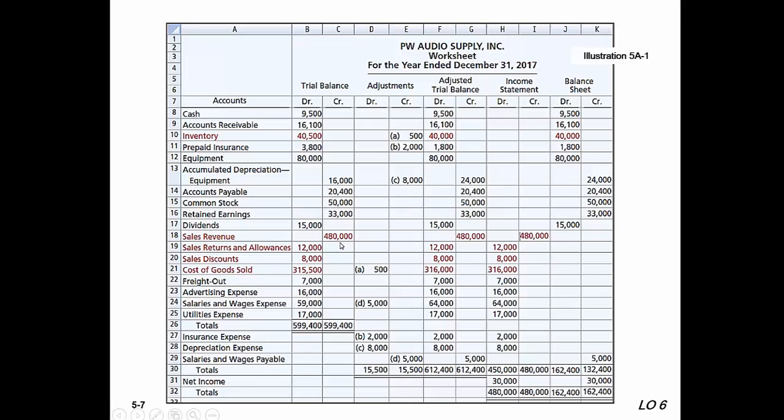Notice we also have sales revenue, and contra to that, sales returns and allowances, sales discounts, and cost of goods sold. And then all of our operating expenses are listed under here, as well as some that came about by adjustment over here. And as previously, we total up the income statement pair of columns and get a debit or a credit difference, drop it in under the short side, and same with the balance sheet.